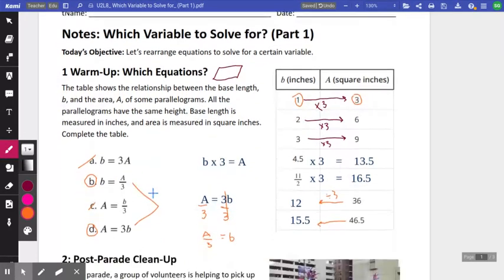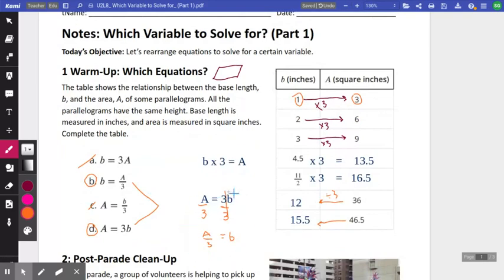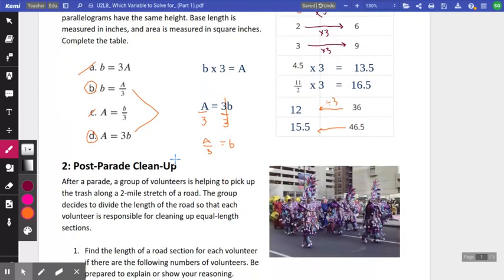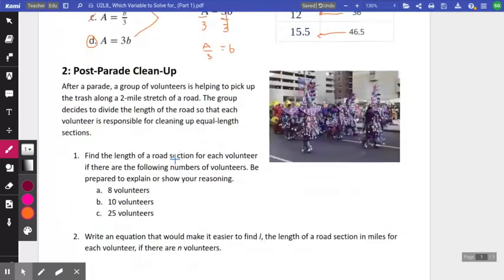In today's lesson, we're going to focus more on how you do that rearranging, and why would we want to do that? I've already got one equation. Why do I want to rearrange it to look like another equation? To help us explore that question I just posed, we've got our second activity here, which is called post-parade cleanup.